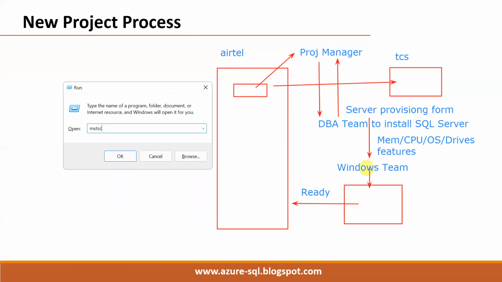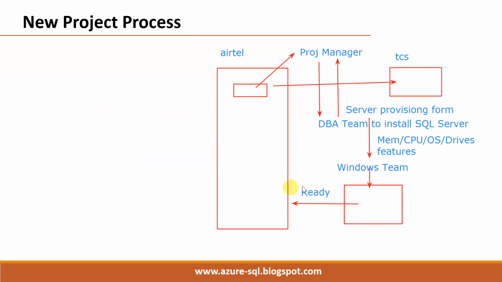There we'll type the server name or IP address, and from there we'll take RDP. RDP is nothing but Remote Desktop. After taking RDP, we'll start the installation process. We'll copy the software into the machine, into one of the drives, for example. After that, we'll start the installation process.